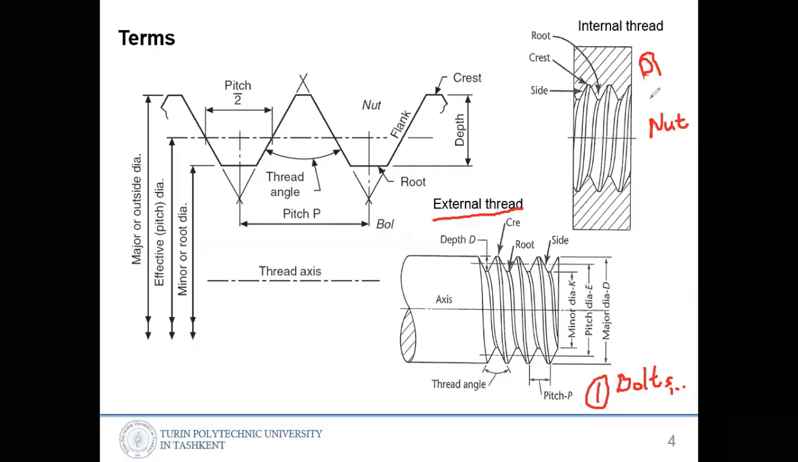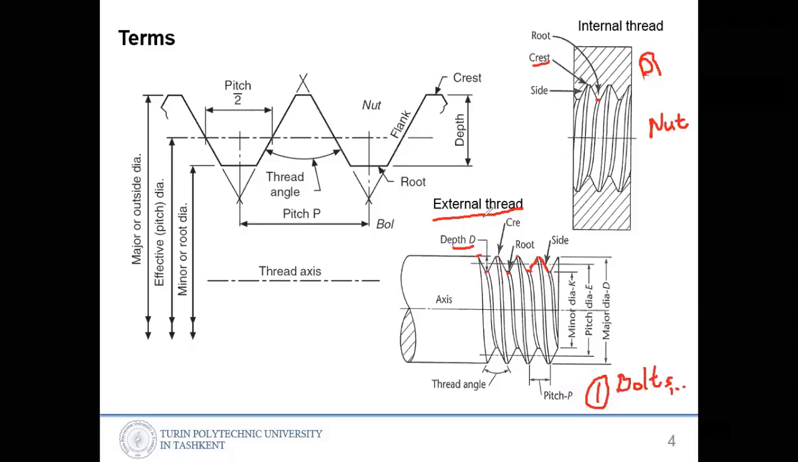So in the threads, you can see that the lowest part we call the root, here, this one is the root. And this is the side, which is inclined like a slope. And the top, the tip point, that's the crest. We call it a crest. And this is the depth from the crest down to the root, the vertical distance. We call it depth.